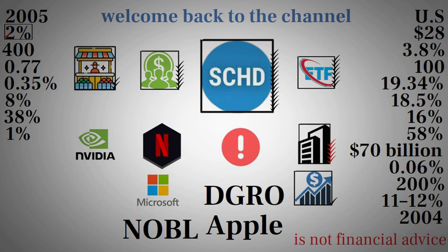For those who want additional options, DGRO and NOBL provide different approaches to dividend investing. DGRO focuses on growing dividends over time, while NOBL emphasizes long-term dividend stability through aristocrat companies. To sum it all up, the Schwab U.S. Dividend Equity ETF, SCHD, is a strong income-focused ETF that has proven its value over the years. It's not about chasing the fastest-growing stock or the highest short-term returns. Instead, it's about steady, dependable dividends from financially strong companies.